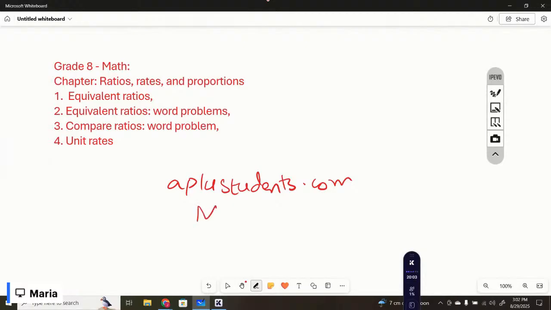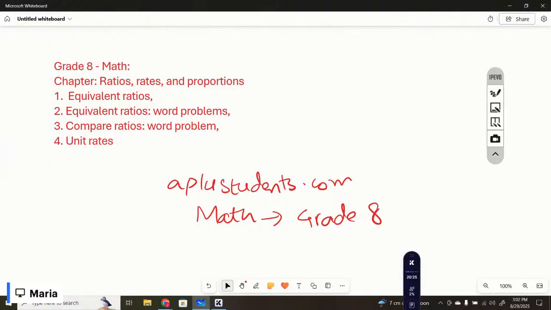Then you have to select math from the subject tab, scroll down to grade 8 math, and then click on all lessons. There you can find a list of the chapters. We can start with the chapter ratio, rates, and proportions.